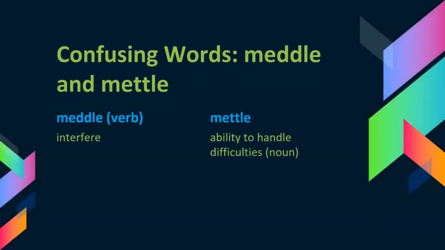Now we get to our confusing words for this lesson, meddle and mettle. Meddle as a verb means to interfere. Mettle as a noun means the ability to handle difficulties. And both of these words sound like metal, M-E-T-A-L. So if you hear something that sounds like metal, but it doesn't make any sense, then it's probably one of these words.